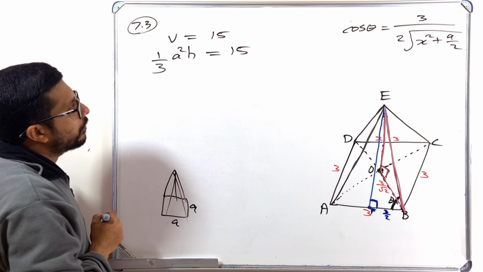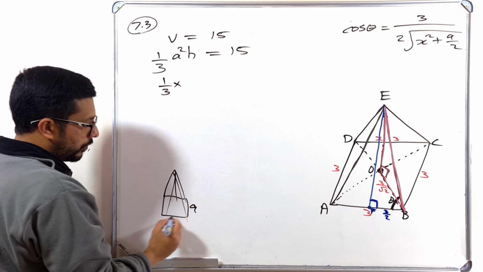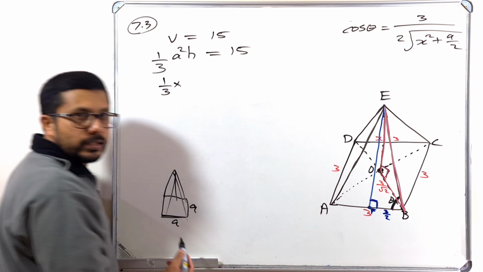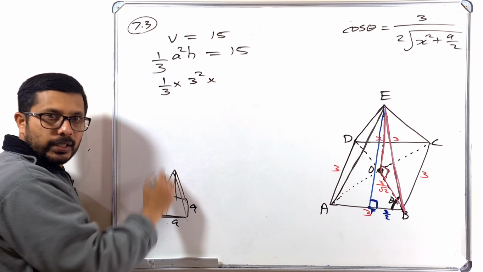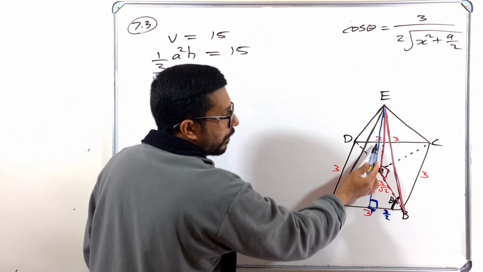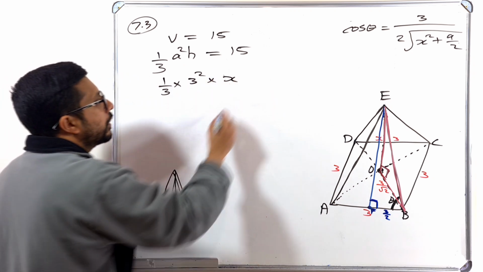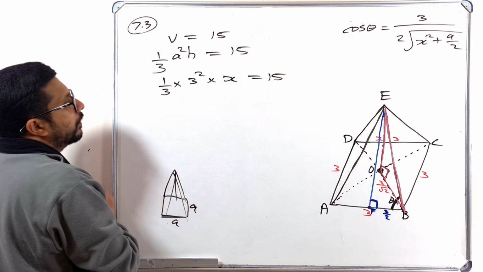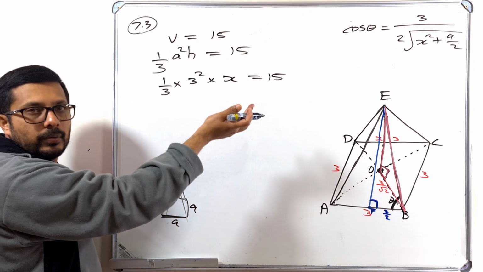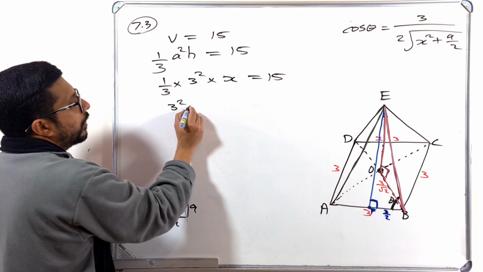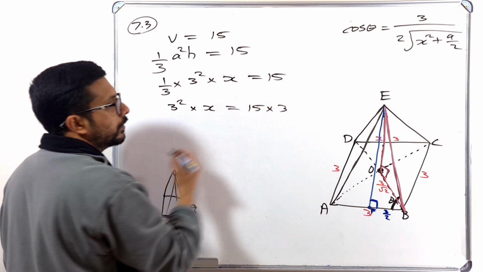So just substitute the values that we know. 1 over 3 into A stands for the base. What is the base given? It is 3. So it is 3 square times H. H stands for the perpendicular height. What is the perpendicular height given? It is x. That is equal to 15. Here this is division, denominator. If I want to take this 3 to the other side, it is multiplication. So it is 3 squared times x is equal to 15 times 3.